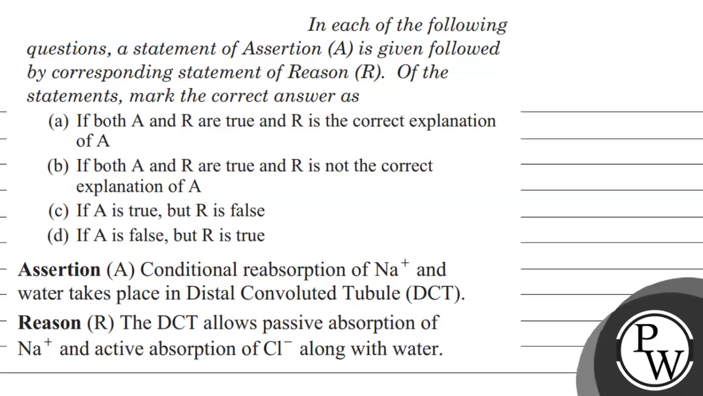The question says, in each of the following questions, a statement of assertion is given followed by the corresponding statement of reason. Of the statements, mark the correct answer as. So the options are A, if both A and R are true and R is the correct explanation of A. B says if both A and R are true and R is not the correct explanation of A. C says if A is true but R is false, and D says if A is false and R is true.